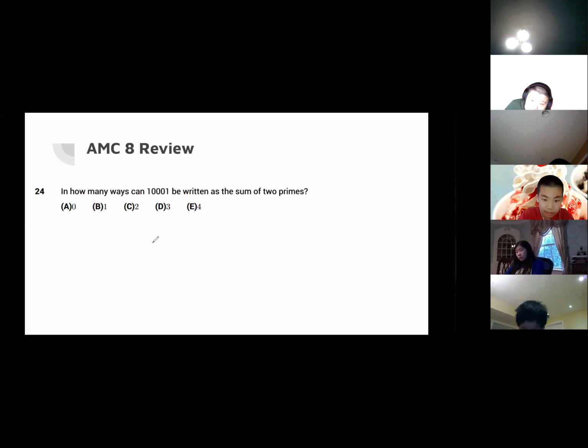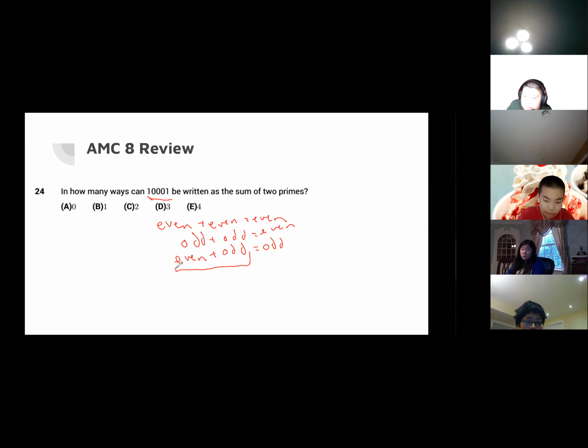So remember that if you add an even number and an even number, you get an even number. If you add an odd number and another odd number, you get an even number. And only if you add an even number and an odd number, you get an odd number. So 10,001 is odd. So what this means is that you have to add an even number and an odd number to get to 10,001.